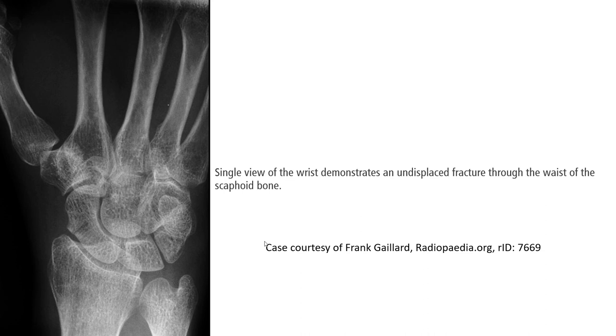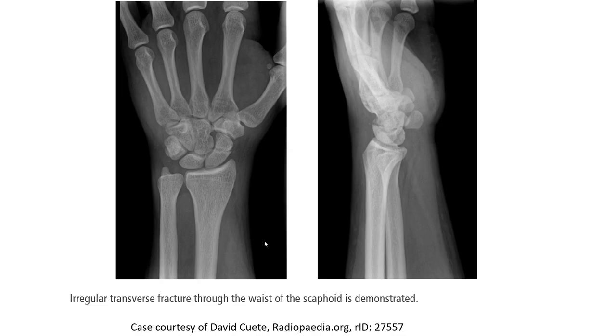This is the first example of a scaphoid fracture. The X-ray shows an undisplaced fracture through the waist of the scaphoid bone. The second case, an oblique transverse fracture through the waist of the scaphoid is demonstrated.